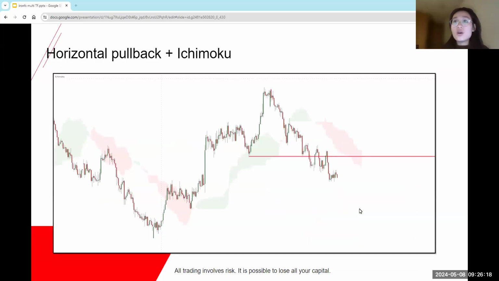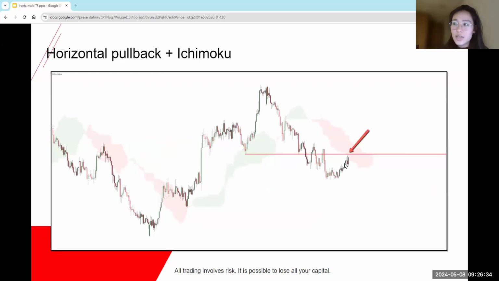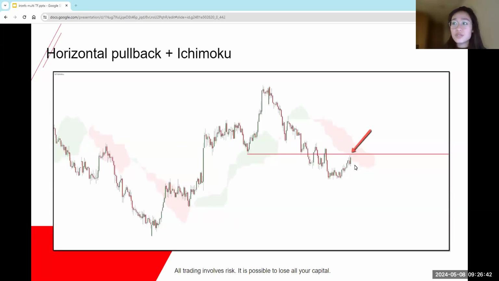Okay, now horizontal pullback and Ichimoku. This is our pullback at the swing low. Price broke out of that support level and we're expecting it to retrace back to this same level. It's also moving below the Ichimoku cloud, so it also supports our analysis. And you can see price reversed off of this level nicely. Okay, and we can see it's also reversing off of the Ichimoku cloud as well.